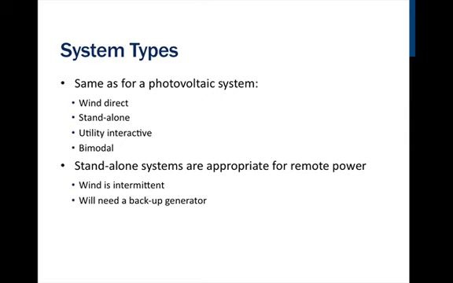Just as PV modules need backup for when the sun doesn't shine, a wind turbine will need backup for when the wind doesn't blow. Wind is an intermittent source, and it will take a certain wind speed to cause a wind turbine to make useful electricity. This means that standalone systems are appropriate for remote power or an application where you don't necessarily need power constantly. Or you'll need a backup generator of some sort.